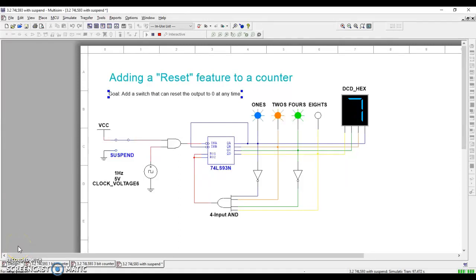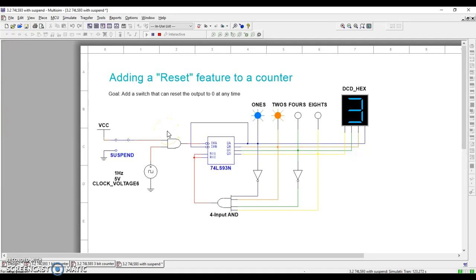Hi everybody. In this video, what I'm going to be doing is focusing on adding a reset feature to the counter that we've already been working with in the previous videos. So the goal here is to add a switch, basically reset it to 0 at any given time, just like a stopwatch, right? I want to be able to not only pause, which is what we added last time, but I want to be able to hit a different button and reset it to 0 so that I can start again, right? Even if the count's 8, even if the count's 4, it does not matter.